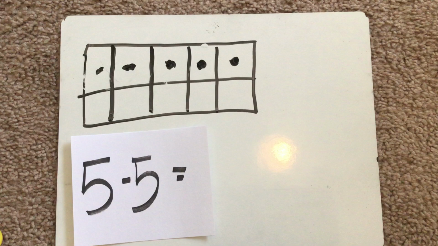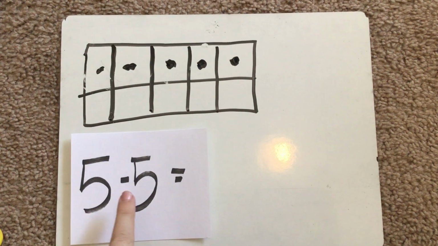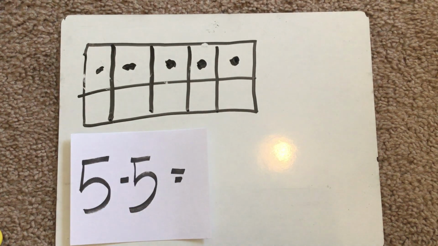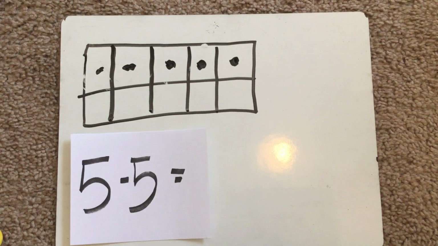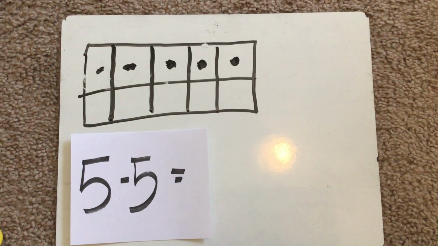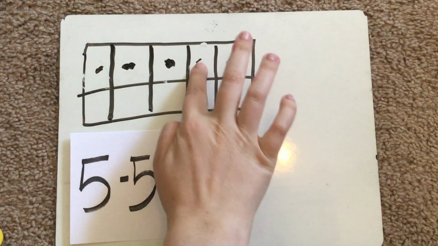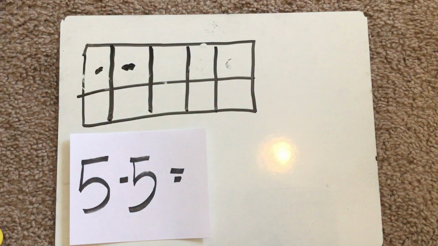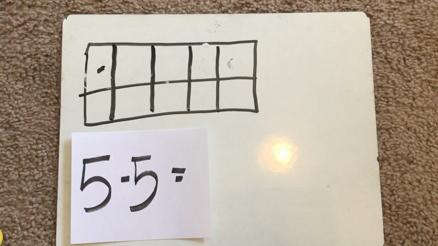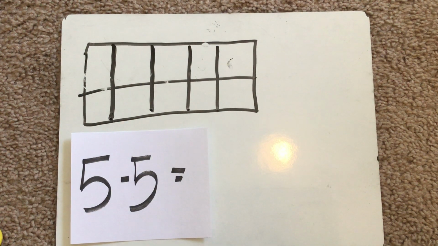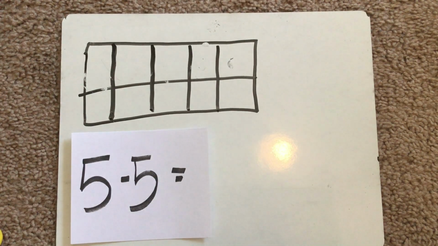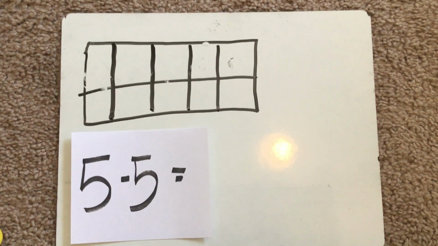Now I need to take away some of those circles because it is 5 minus 5. 5, take away 5. So here I go. I'm going to take away 5 of those circles. 1, 2, 3, 4, 5. I had 5 circles, but then I took away 5 circles. How many are left? 0. There's no circles left.